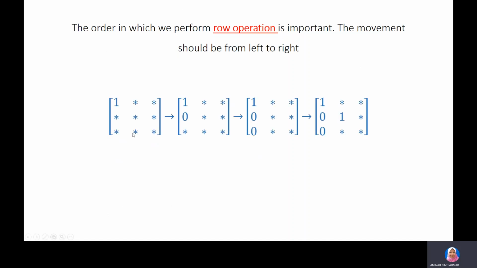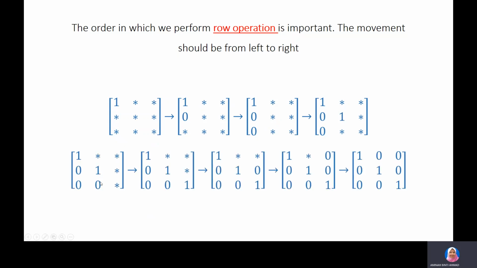The order in which we perform the row operations is very important. The movement should be from left to right. So we must start by making the entry here equal to 1, followed by 0, 0. Then go back to the diagonal, this one should be 1, and then here should be 0. Next, go back to the diagonal, here should be 1, followed by 0 at this entry, 0 at this entry, and finally 0 at this entry.